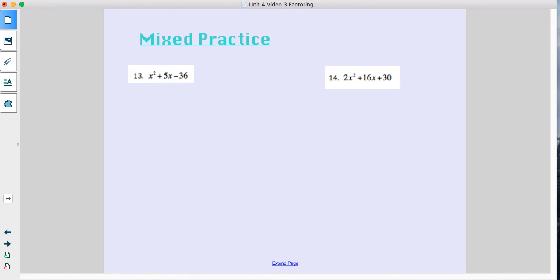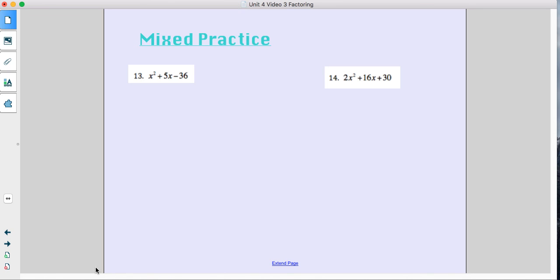Here's some mixed practice. When I get to my mixed practice, it means I have a little bit of everything in it. I have a GCF, I have general trinomials, and I don't see that we're going to have any grouping today, but we'll get to grouping tomorrow. So I look at example 13.